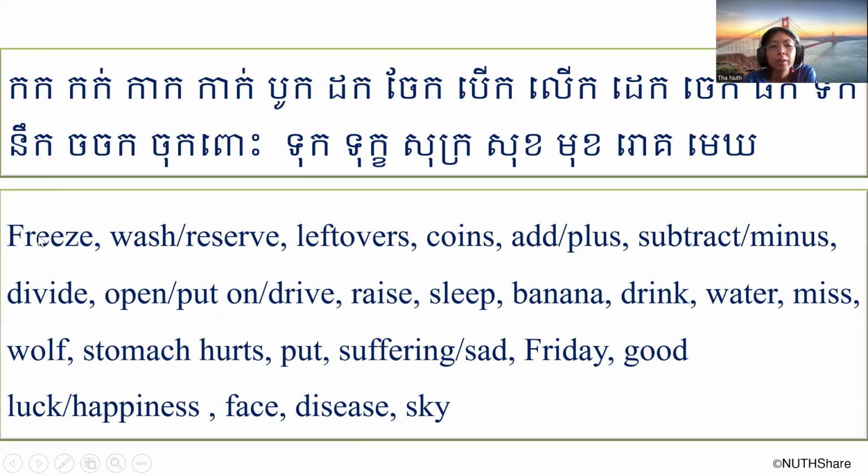Okay, so có means freeze. Có also means was or reserved. So có has two meanings. I will show you on the next line. Now I just mention the words one by one. Cá, leftover. Cá, coin. Both, add or plus. Đó, subtract or minus. Check, divide. Bark, open; put on; dry. Bark has three meanings: open, put on, dry. So you can see in the example on the next line. Look, look is a rest. Take, sleep.